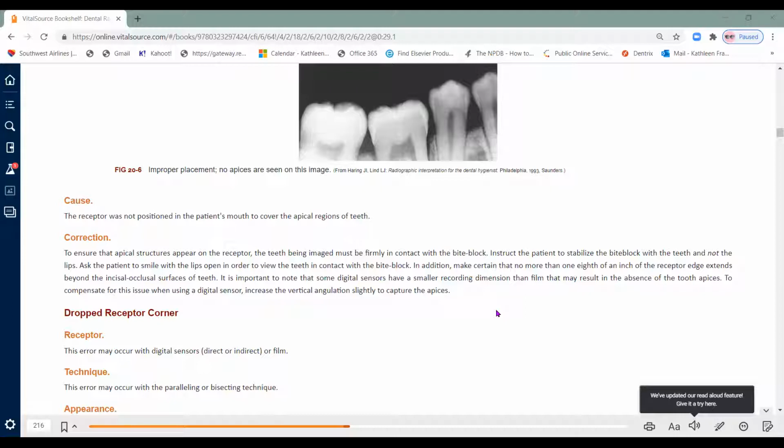If they're very defiant and will not let you put the receptor underneath their tongue into that little pocket back there where your molars are, then you can actually put it on top of their tongue if you have to. The thing is, you have to straighten the film up to make it parallel to their teeth. We can't have it at an angle.